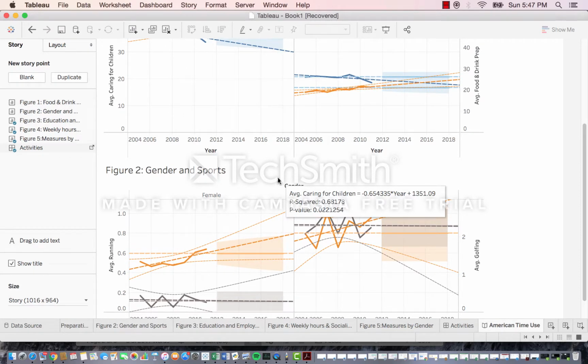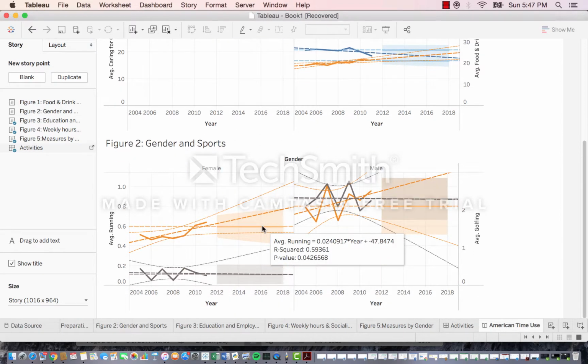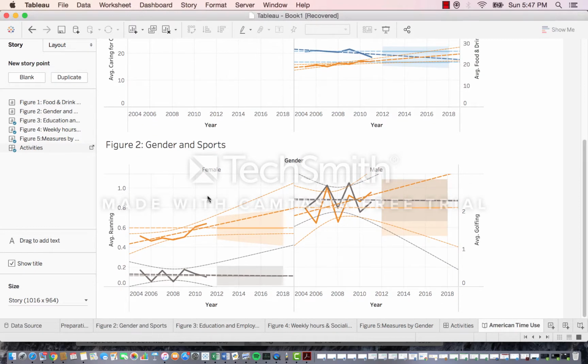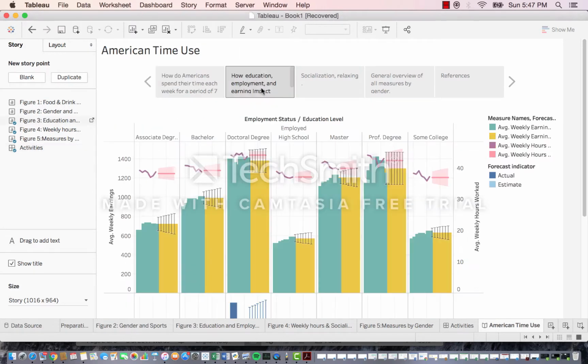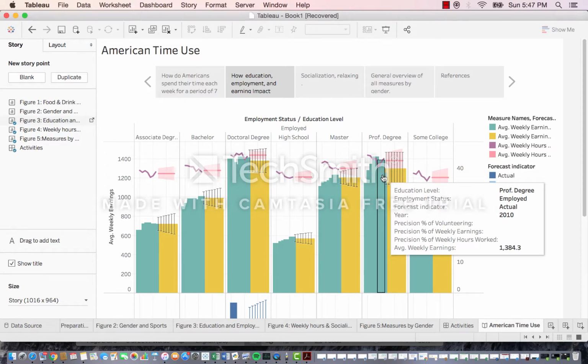As you can see, I grouped this by gender, and it's evident that males spend more time on sports activities compared to females. I also included trend lines and forecasting in this graph. The next graph we're going to look at in the storybook is how employment status and education level impact American time use. As you can see, the highly educated individuals, the highest being doctoral degree holders and professors.